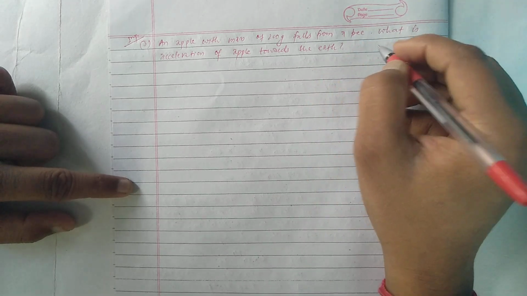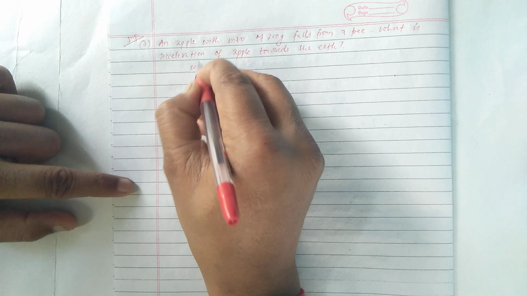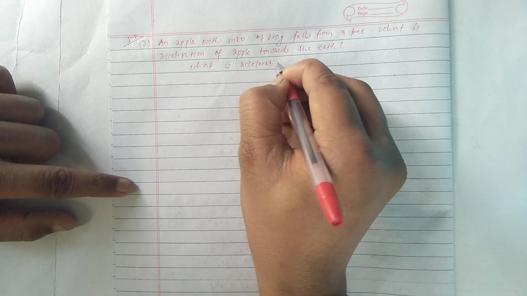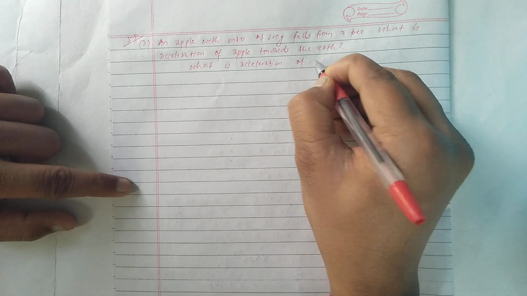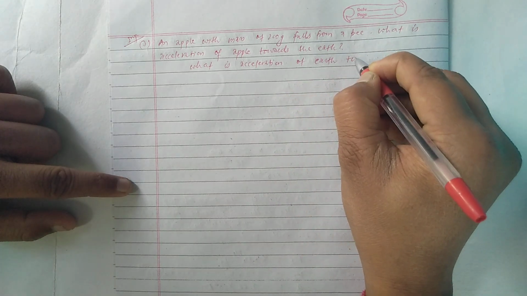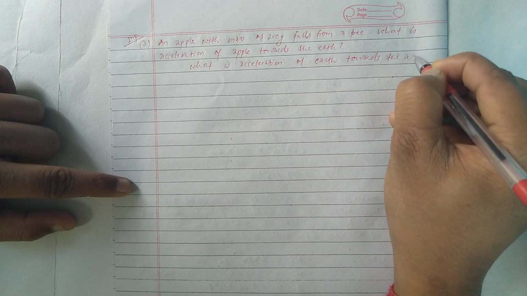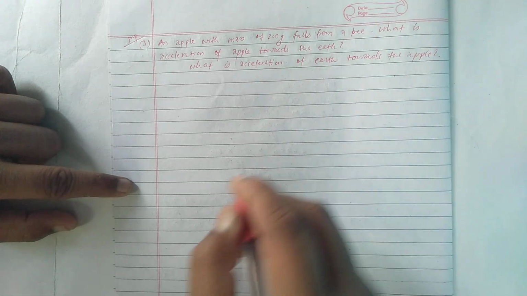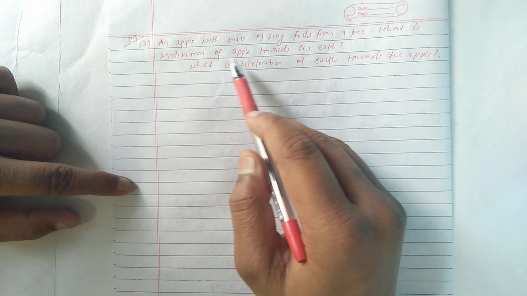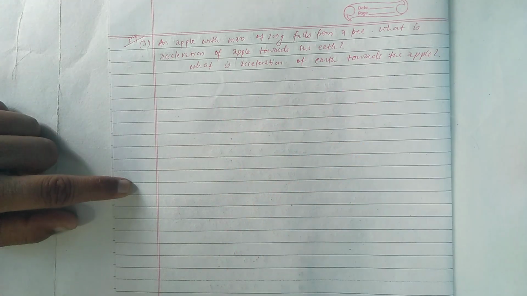We have to calculate the acceleration, and we also have to calculate what is the acceleration of earth towards the apple. So the question is: what is the acceleration of the apple towards the earth and what is the acceleration of the earth towards the apple?